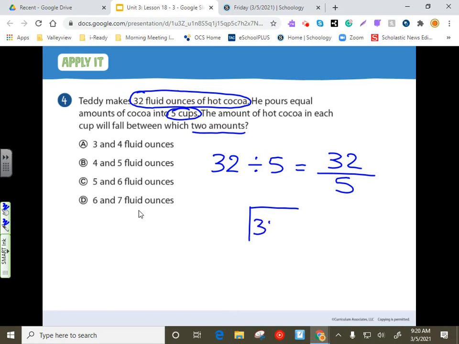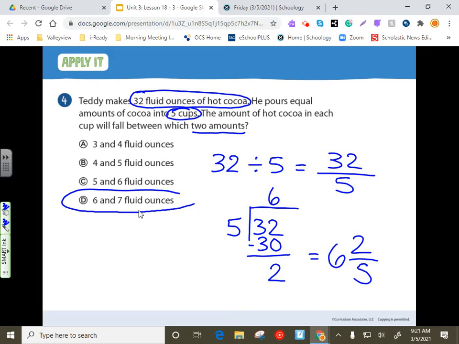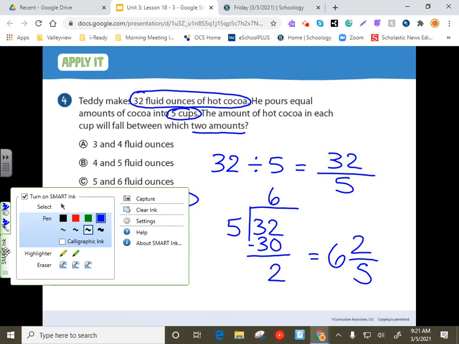And let's see what we get when we divide by 5. I know 5 times 6 gives me 30. And remainder 2, so that gives us 6 2/5. And that means that would fall between 6 and 7 ounces. All right, a couple more.